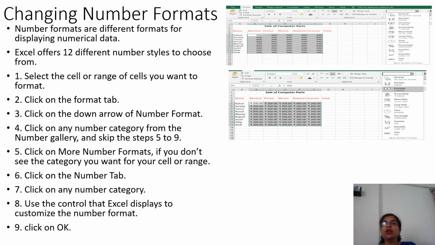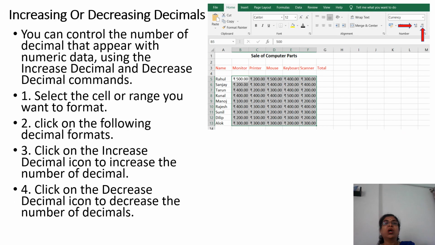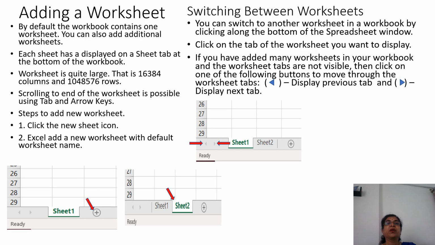Here you can give a dollar sign, you can give a rupee sign, you can change the decimal points, all this. Increasing or decreasing the decimals is available in the currency, in the number group, in the Home tab. In that currency, you can change the decimal points. You can increase and decrease with these buttons. Okay, with these commands. Now after that we have learned more about the worksheets.